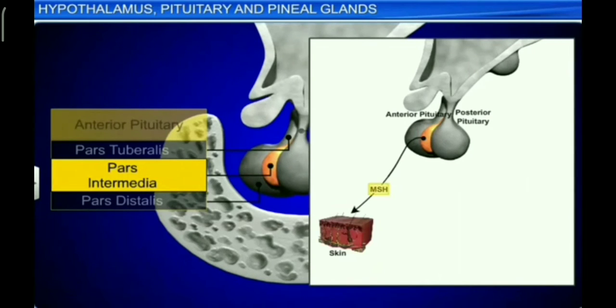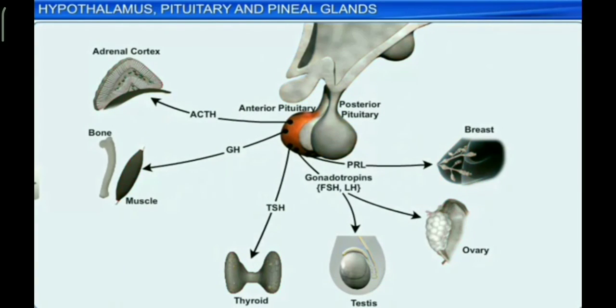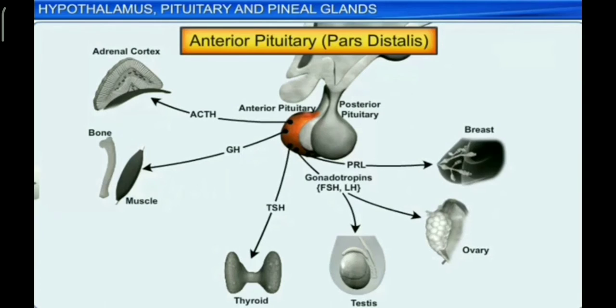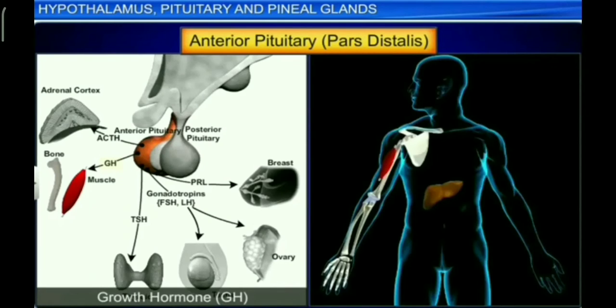Pars intermedia secretes 1 hormone. 6 hormones of adenohypophysis, that is pars distalis. Growth hormone, or somatotropin, or somatotropic hormone, or STH or GH. This hormone stimulates growth and development of all tissues by accelerating protein synthesis and cell division.